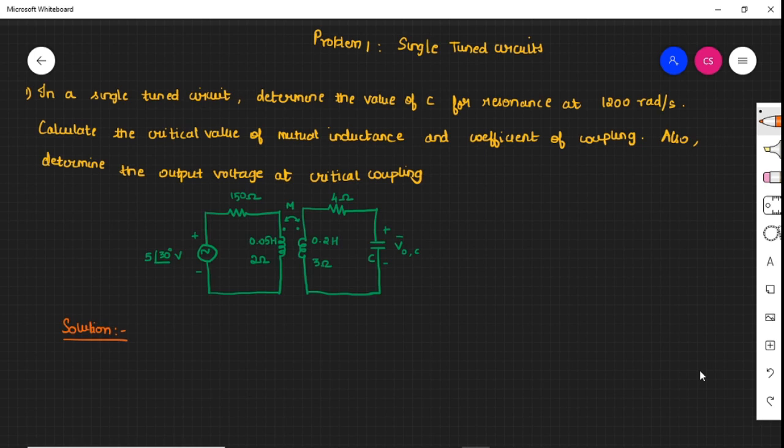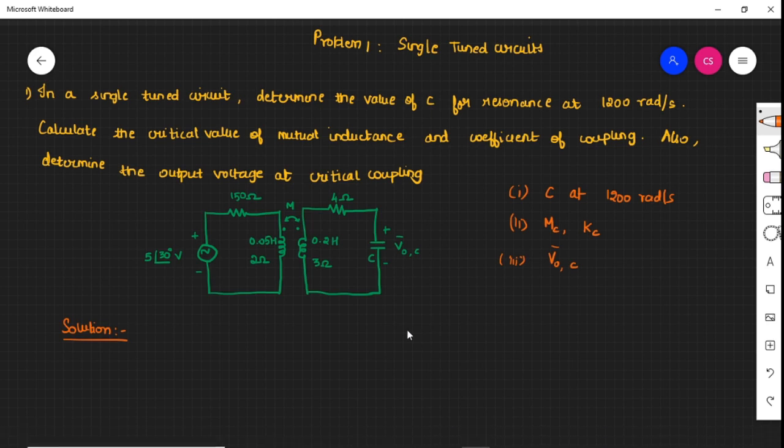So you'll first write down what is asked in the question. First, we need to find the value of capacitance at the frequency of 1200 radians per second. Next, we are asked to find the critical value of mutual inductance, which is Mc, and the coefficient of coupling, which is Kc. We are also asked to find the output voltage V0 at the critical coupling. So these are the three parameters asked of us.